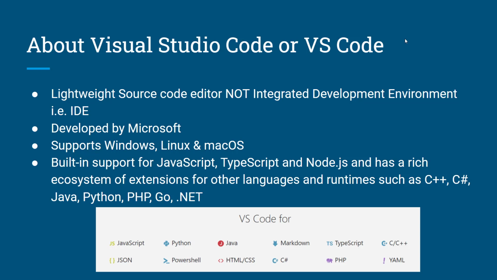It is developed by Microsoft and it supports Windows, Linux and Mac OS. That means you can install VS Code on these three operating systems. It has built-in support for JavaScript, TypeScript and Node.js, but you can use it for other programming languages as well, like C++, C#, Java, Python, etc. But I suggest you use VS Code mainly for JavaScript, TypeScript and Node.js. For other programming languages, we already have better IDEs, like IntelliJ for Java.